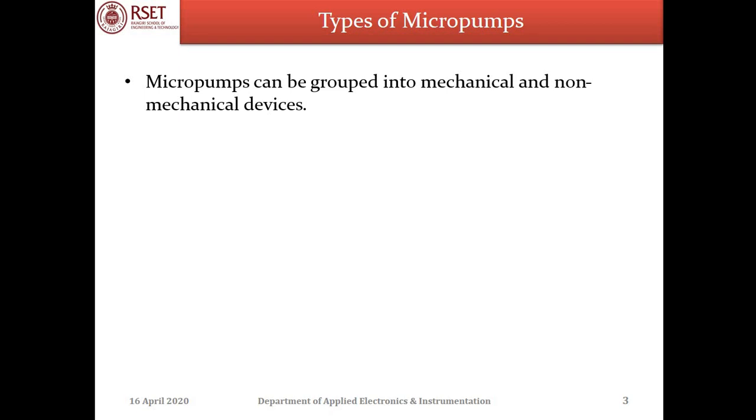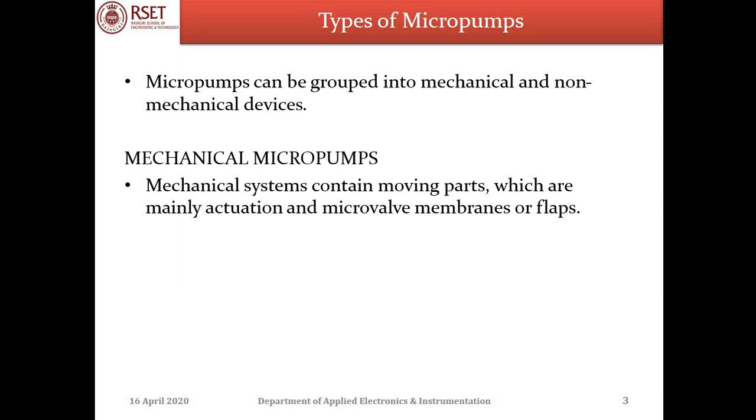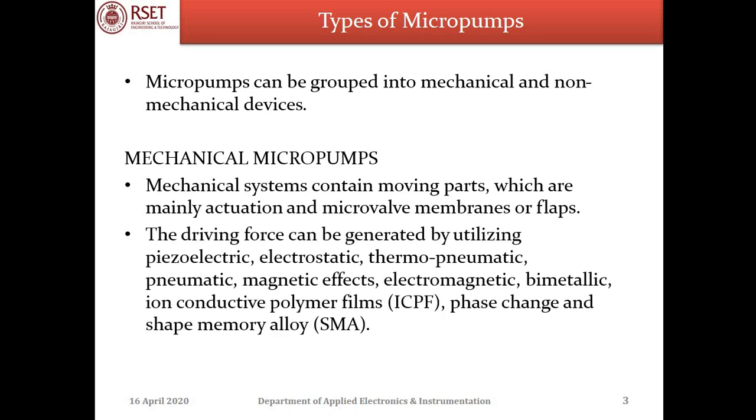Before going into the different types of micropumps, let me start with the two main groups of micropumps. So micropumps can be grouped into mechanical and non-mechanical devices. We have already understood a few mechanical micropumps. Now the basic concept underlying a mechanical micropump is that it contains moving parts, which are mainly actuation and microvalve membranes or flaps.